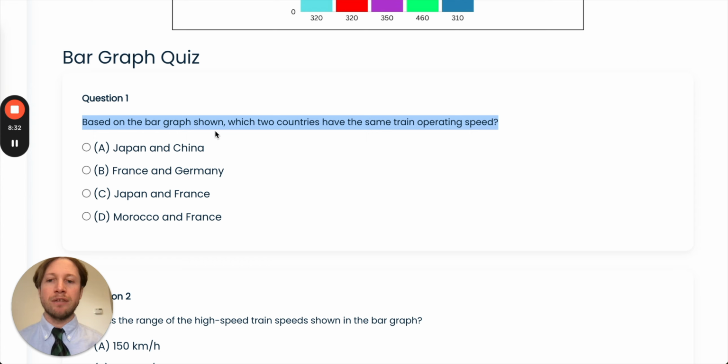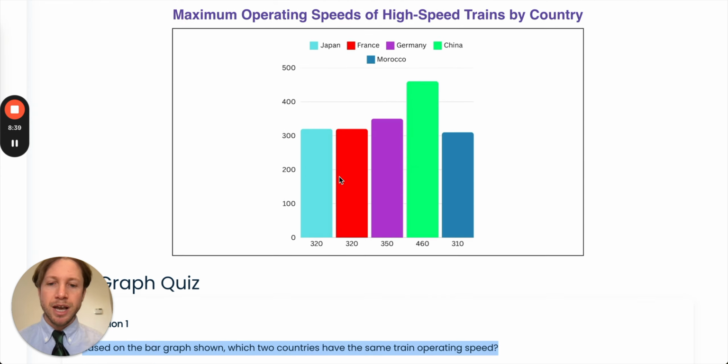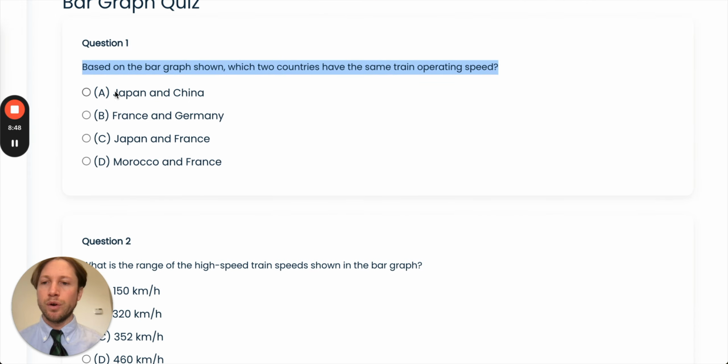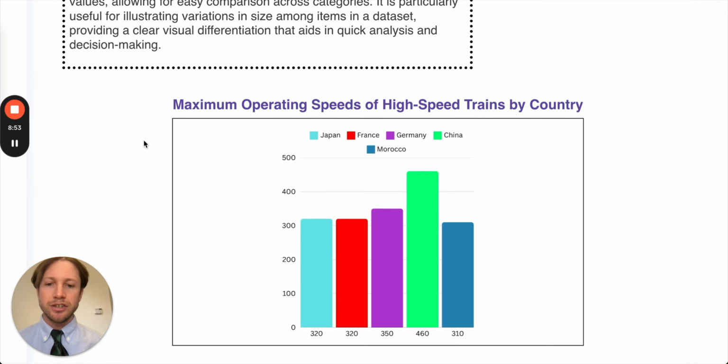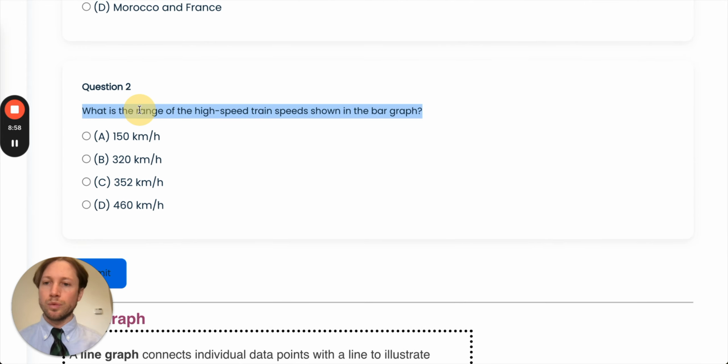Based on the bar graph shown, which 2 countries have the same train operating speed? I didn't see that. Okay, I do now. Looks like down below we have the actual speeds. So 320 and 320, that correlates to Japan and France. Okay, so we're going to be looking for Japan and France. Here we go. Japan and France. Just to double check, that is Japan and France. Okay, looks good. Question 2 reads, what is the range of the high-speed train speeds shown in the bar graph?